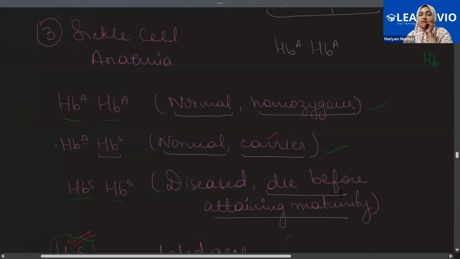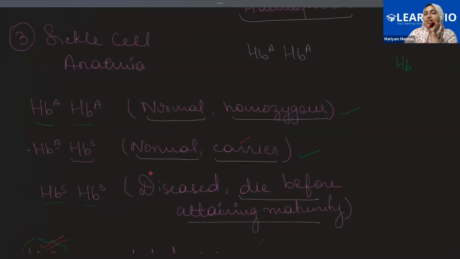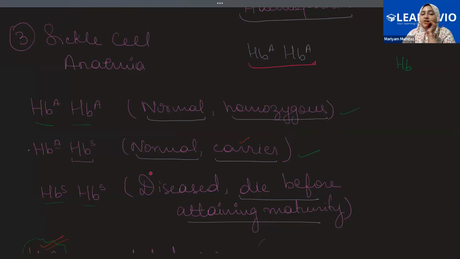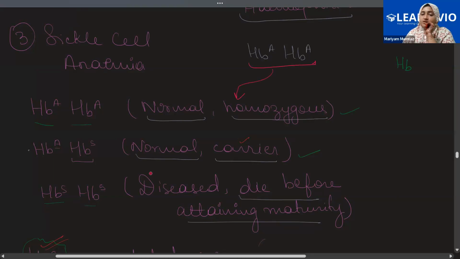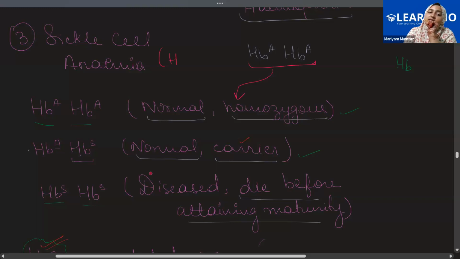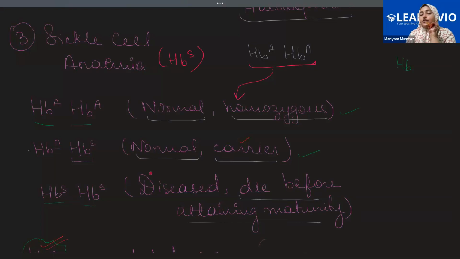Now, in this case, there are two genes, HbA and HbA. Now, this is also a homozygous condition. So, HbA is a normal condition. It is homozygous, but it is normal, meaning the person who has this gene is not affected. But HbS is the gene that is for sickle cell anemia. So, if HbA and HbS are there, the human is normal, but is a carrier of the disease.